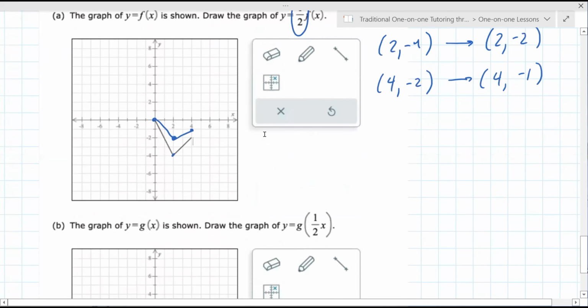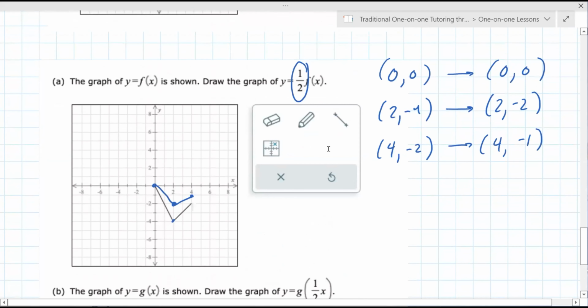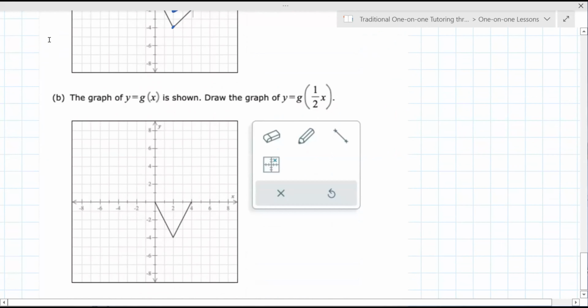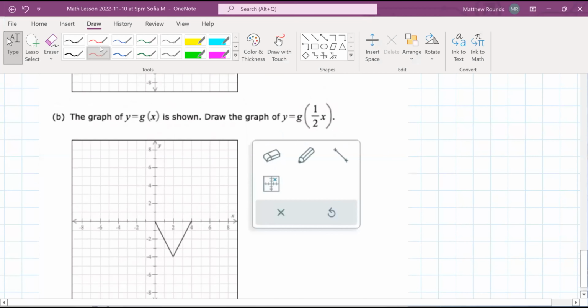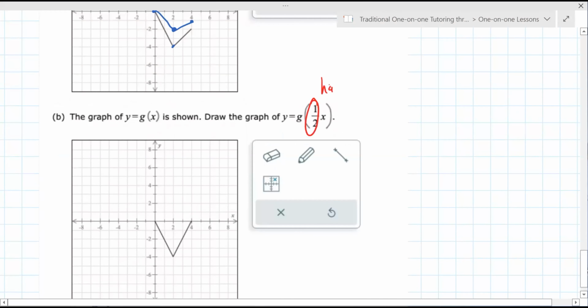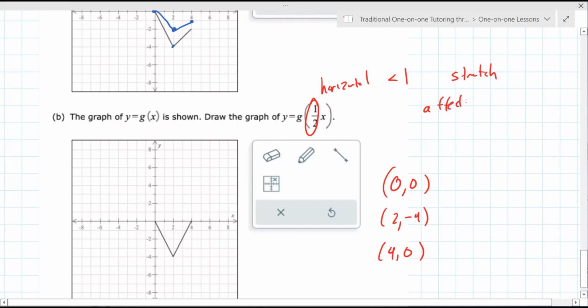It's very different. Let me make sure you get this one. Yeah, I got the points. Okay. For graph B, when it's on the inside, it's a horizontal, and because it's less than 1, it's a stretch, which is different than the vertical. The vertical, when it's less than 1, it's a compress. I don't make the rules, that's just what it is. So we'll label the points 0, 0, 2, -4, and 4, 0. This affects the x. That's also a good thing to write down.